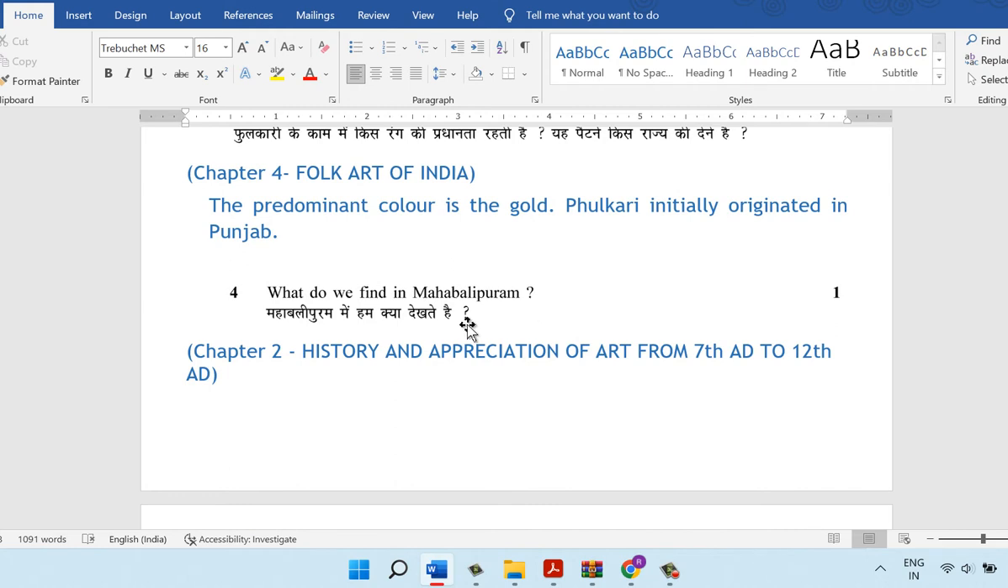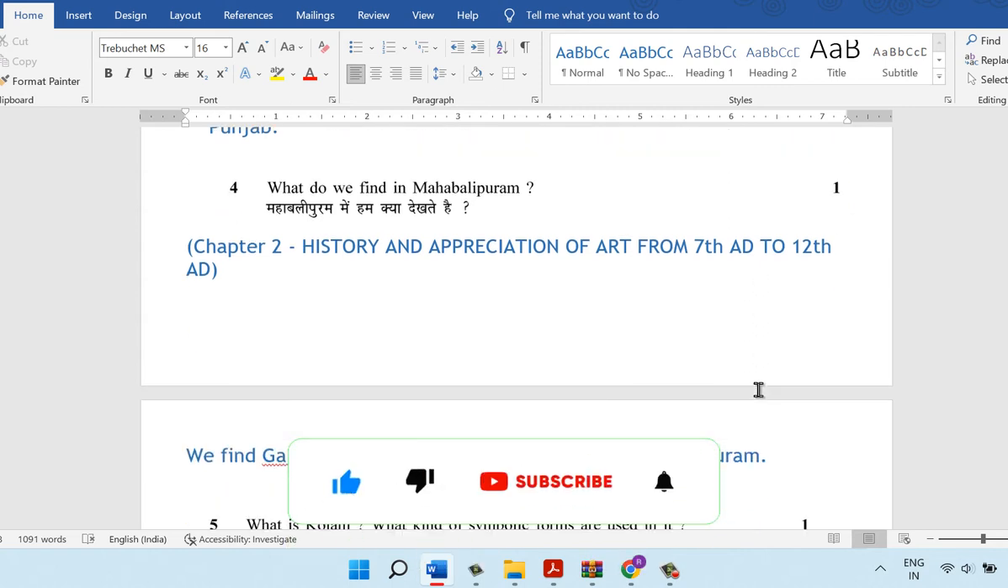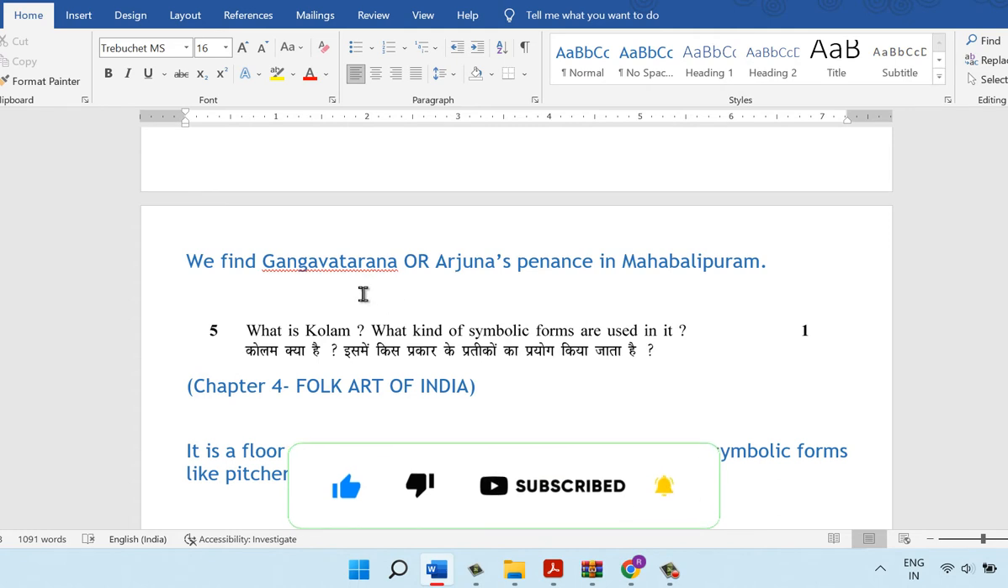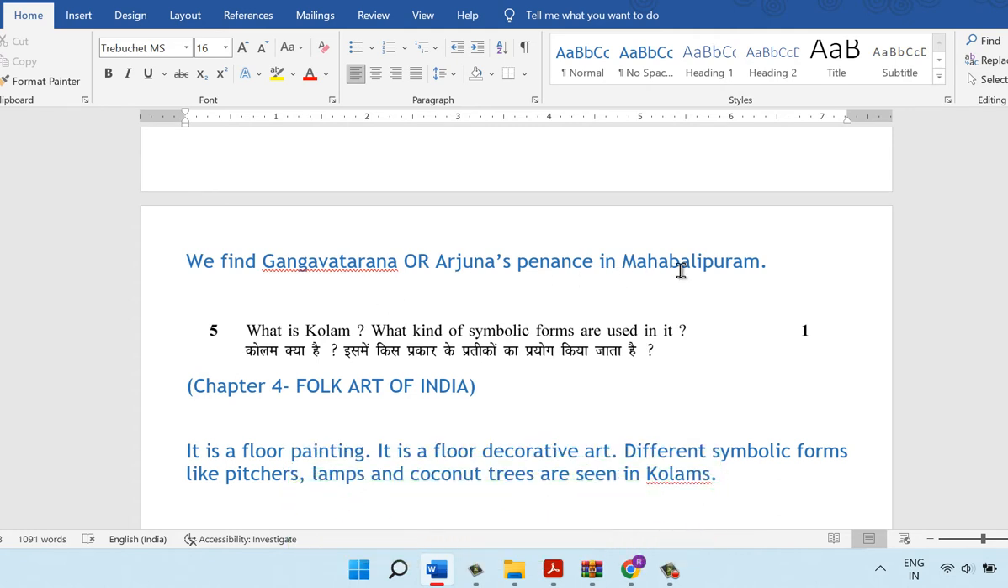The next question, what do you find in Mahabalipuram? This is from chapter 2, that is History and Appreciation of Art, from the 7th century AD to the 12th century AD. In Mahabalipuram, we find Gangavatarana or Arjuna's penance. Mahabalipuram is also known as Mamallapuram.